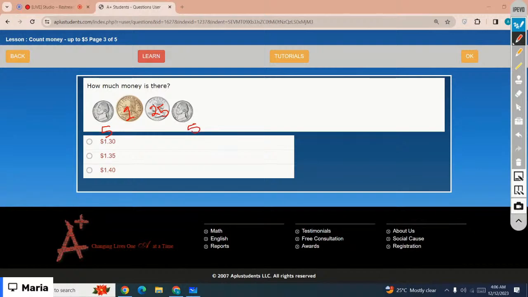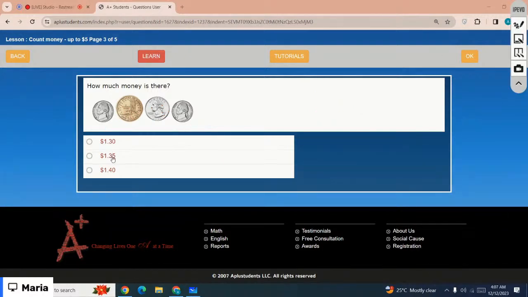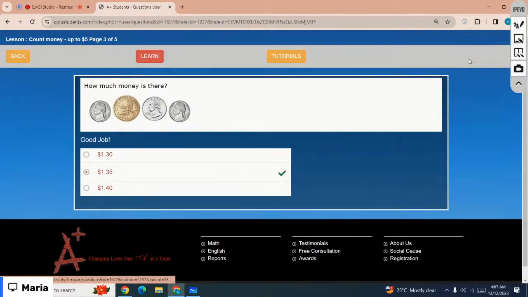So together they make, which is the correct option? 1, 10, 5, 5, 10, and 25, 35. So together they make $1.35, right? So the correct option is 1.35. Okay, now for the next one, you can see the coins and let me know which is the correct option.